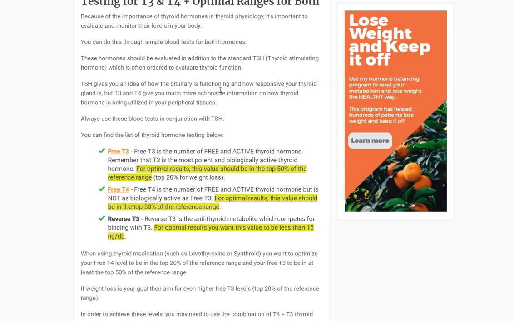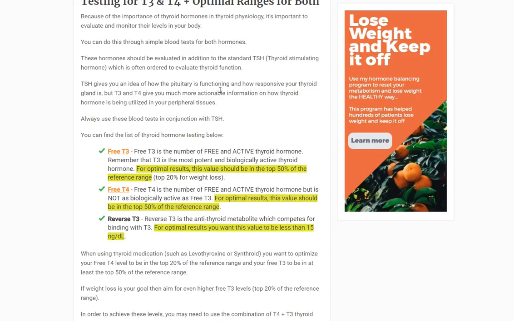Now, the story might be that instead of converting the T4 to T3, you might then see that you have higher than normal reverse T3. So remember, reverse T3 blocks free T3, which means that we want a high amount of free T3 and we want a low amount of reverse T3. So the lower reverse T3 is, the less competition there exists for binding at the cellular level. And again, this can be tested as well. So for optimal results, you'll want that reverse T3 to be less than 15.